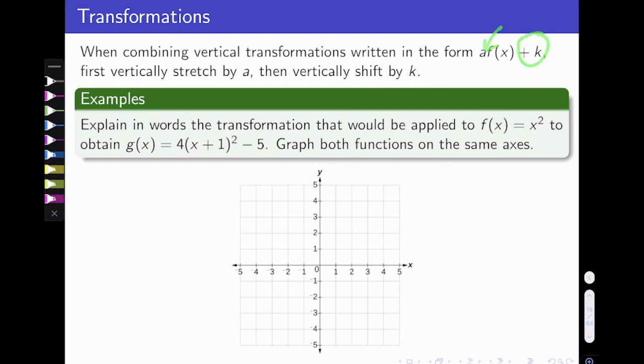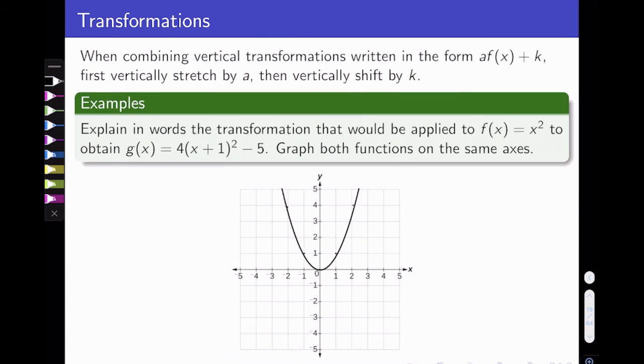So we want to explain in words the transformation that would be applied to f of x equals x squared to obtain g of x equals 4 times (x plus 1) squared minus 5, and we'll graph both functions on the same axis. So from your basic toolkit, you should know that f of x equals x squared is a type of quadratic function that we identify as a parabola. Why don't we start first by drawing our basic function, our mother function, that's where we start, our home base. Here's our f of x equals x squared.